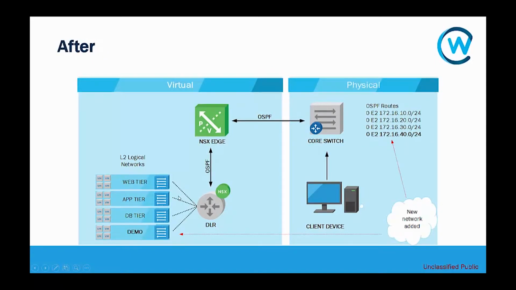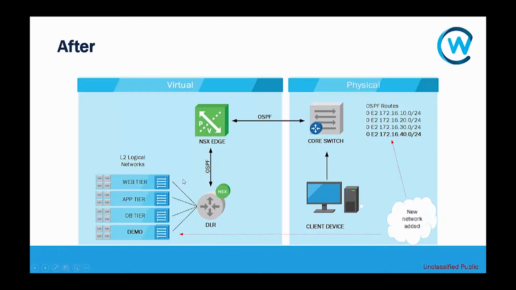So in this demonstration, what I'm going to do is create a new demo network down here using a new logical switch. I'm going to connect this logical switch to my DLR and give it a new interface. I'm going to assign that interface an IP address of 172.16.40.1. Because there's a new network, it's now going to advertise it using OSPF to my NSX Edge, which is then going to in turn advertise it out to my core switch. So what I should be able to do on my client device is then ping this interface, and the traffic should route through this infrastructure.